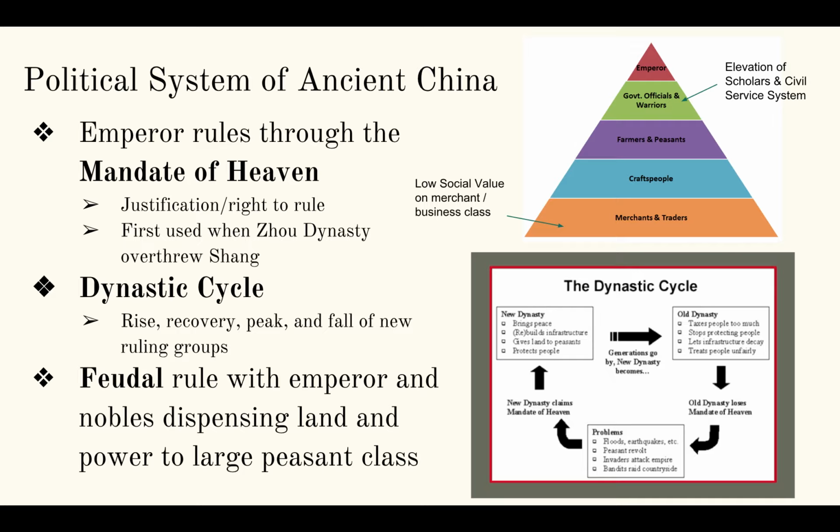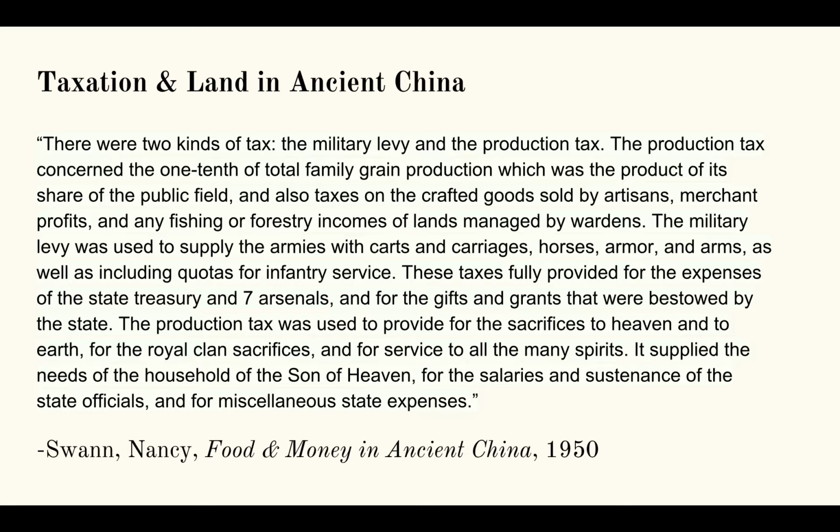These taxes fully provided for the expenses of the state treasury and arsenals, and the gifts and grants that were bestowed by the state. The production tax was used to provide for the sacrifices to heaven and to the earth, for the royal clan sacrifices, and for service to all the many spirits. It supplied the needs of the household of the Son of Heaven, for the salaries and sustenance of the state officials, and for the miscellaneous state expenses.